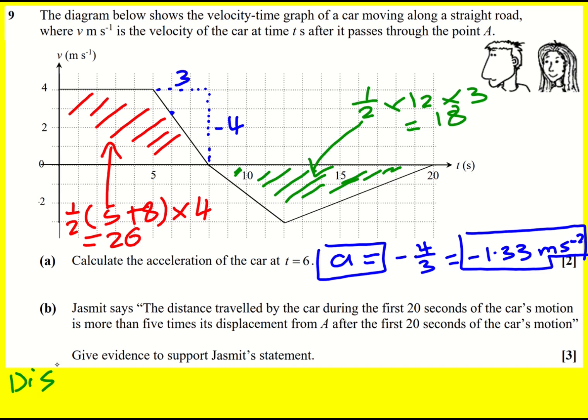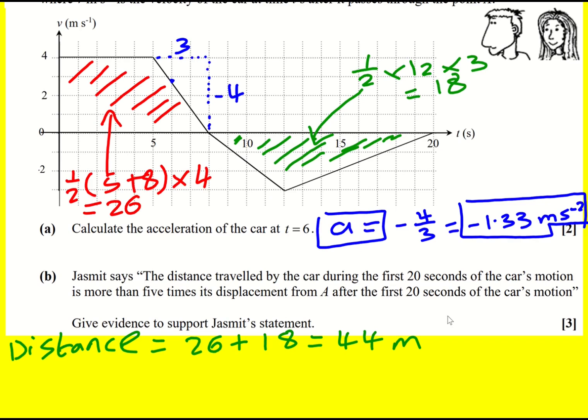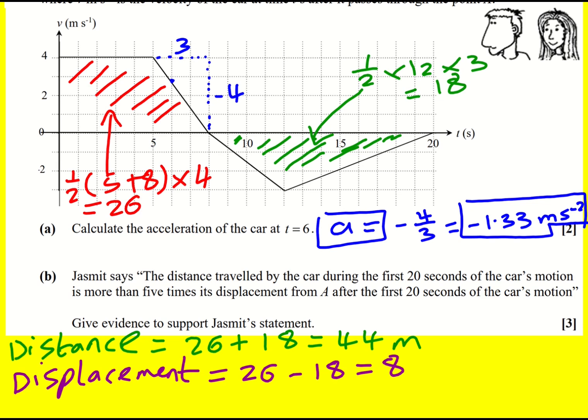So my distance, I add them together. It's always positive distance. 26 plus 18, which is going to be 44 meters. Whilst displacement, I've got a positive displacement, but then I've got a negative displacement. So that's going to give me 8.